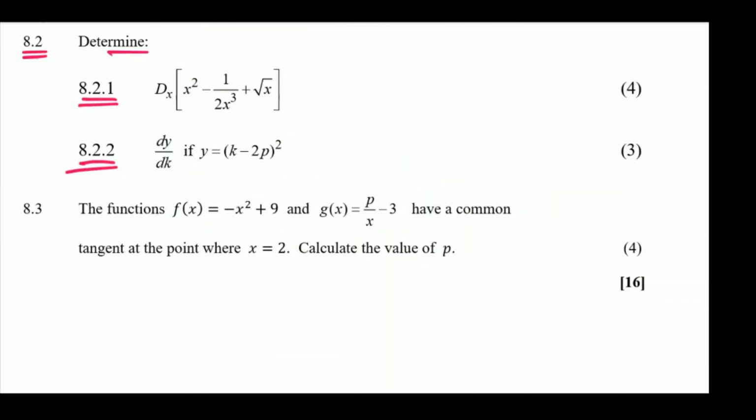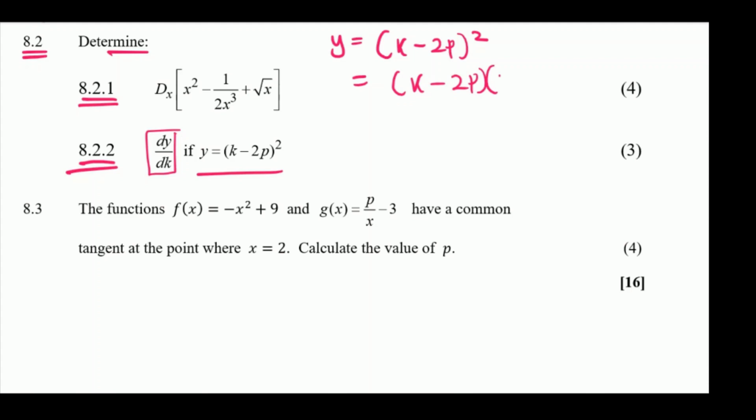Now 8.2.2. We're going to find the derivative of this expression here. So we're having y is equal to k minus 2p to the power 2. To find the derivative, we have to expand this first, right? Because the derivative must be d of y over d of k. So you're just going to say k minus 2p, k minus 2p, and find the product.